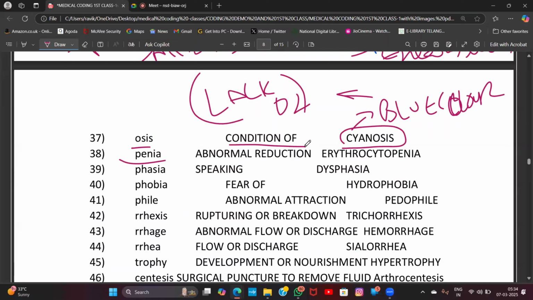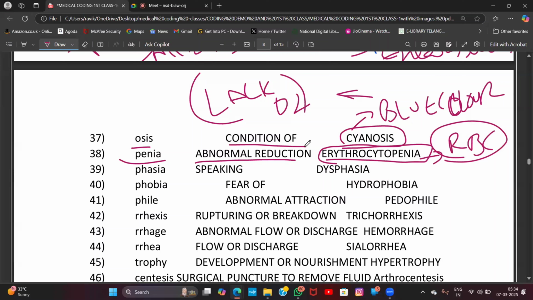Next one, penia. Penia is nothing but abnormal reduction. Erythrocytopenia. What is meant by erythrocytopenia? Abnormal reduction of which cells? Erythrocytes, that is RBC. Poiesis means formation of. Penia means reduction; when something decreases, that is called penia.